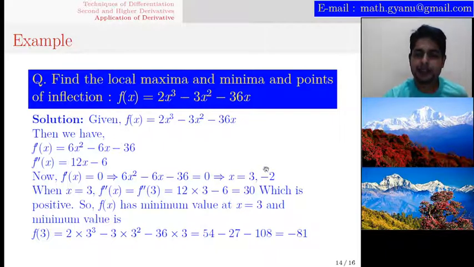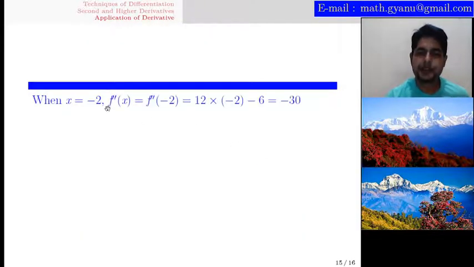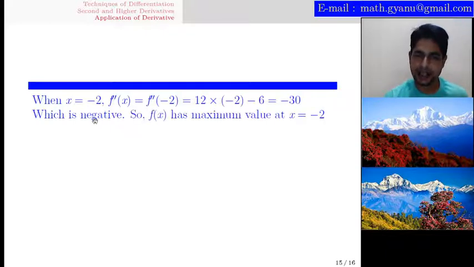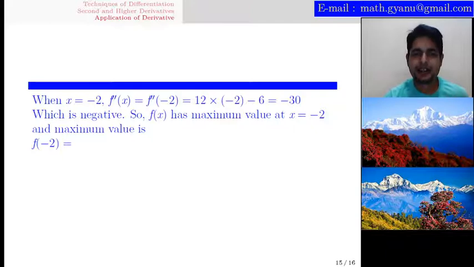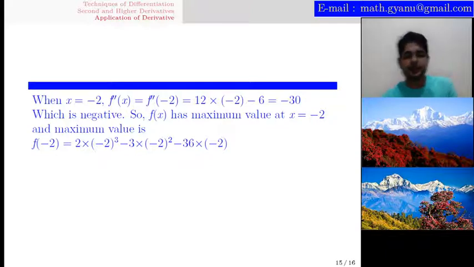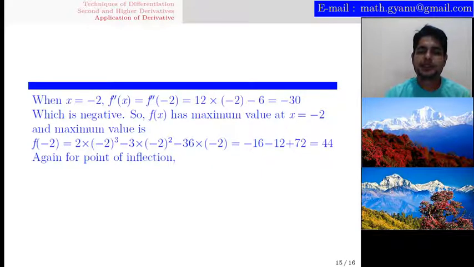Again we have another point, x equal to minus 2. Now, when x equal to minus 2, f double prime minus 2, the second derivative at the point minus 2, equal to 12 times minus 2 minus 6, this will be minus 30, which is negative. So f(x) has a maximum value at x equal to minus 2, and the maximum value is f of minus 2. Substitute x equal to minus 2 in the given function, you will get 44, which is the maximum value of the function.